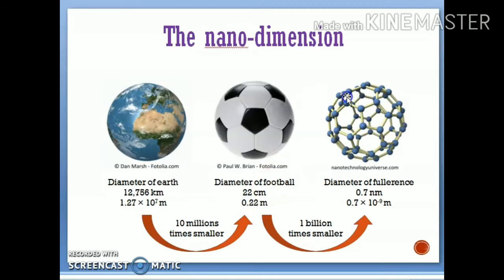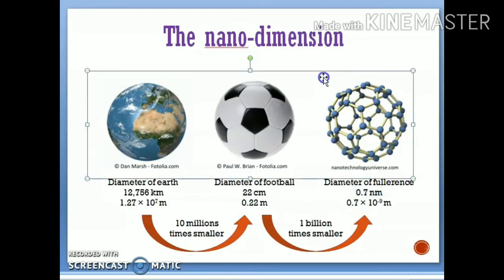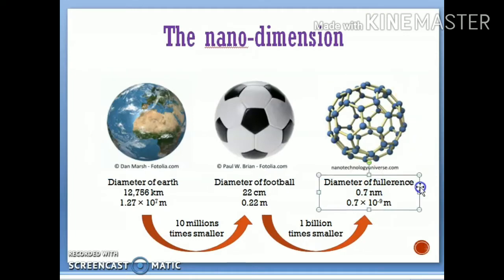And if we compare fullerenes, as I showed in the previous slide, the diameter of a fullerene is around 1 nanometer, or if we measure accurately, around 0.7 nanometer. If we take the ratio of the diameter of a football to the diameter of a fullerene, it is 1 billion times smaller than the football. The picture shows how minute the nano dimension is.